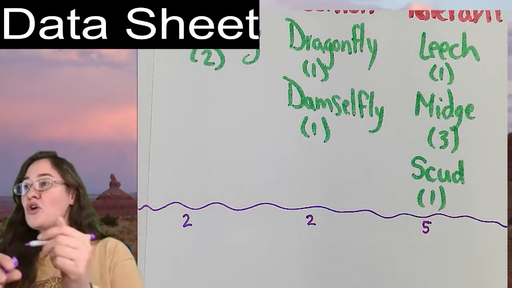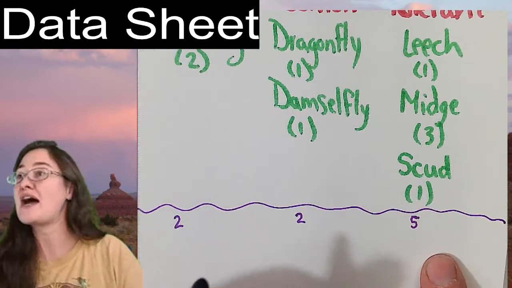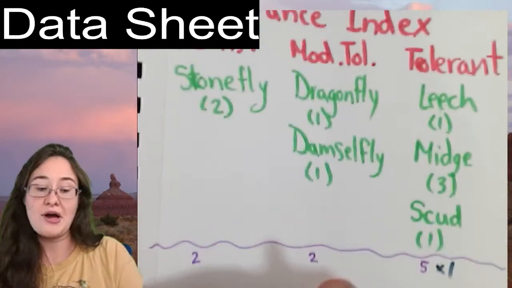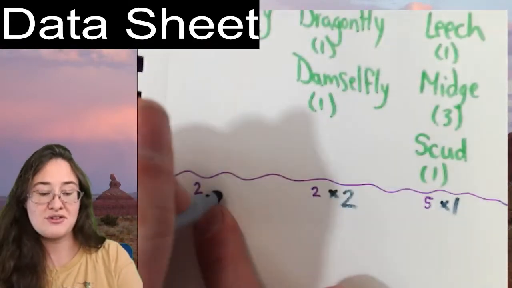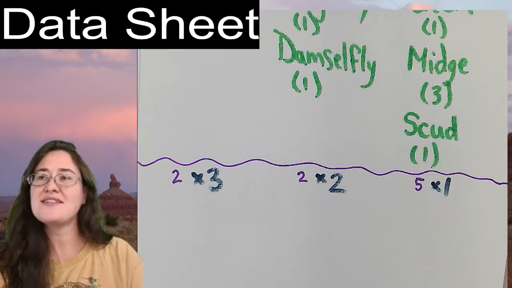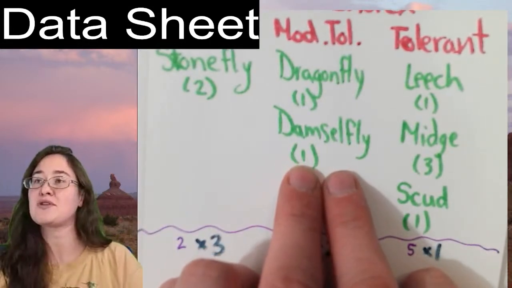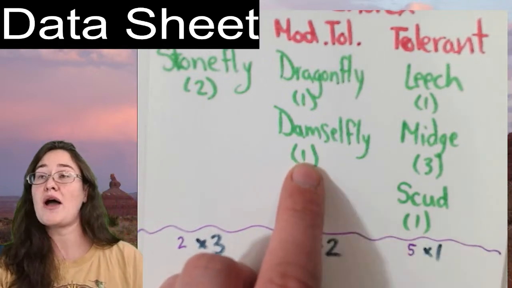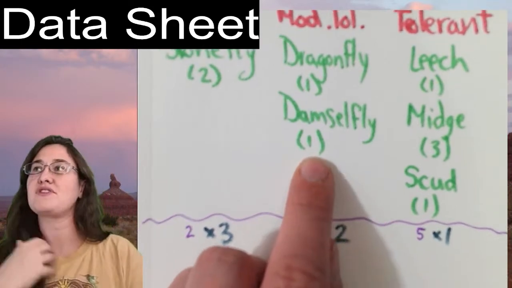All right, we do weight these numbers differently. So the tolerant are only weighted by 1, so it's multiplied by 1. Our moderately tolerant are times 2, and then our sensitive, you multiply that times 3. All right, and this is not the number of individuals. So if I had 1 species of damselfly, but I had like 30 of them, you still just count it as 1. This isn't the number of individuals, it's the number of species, or the number of different types.